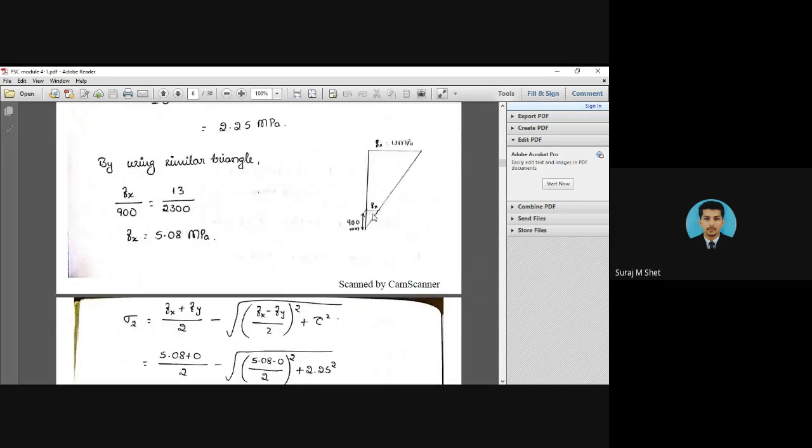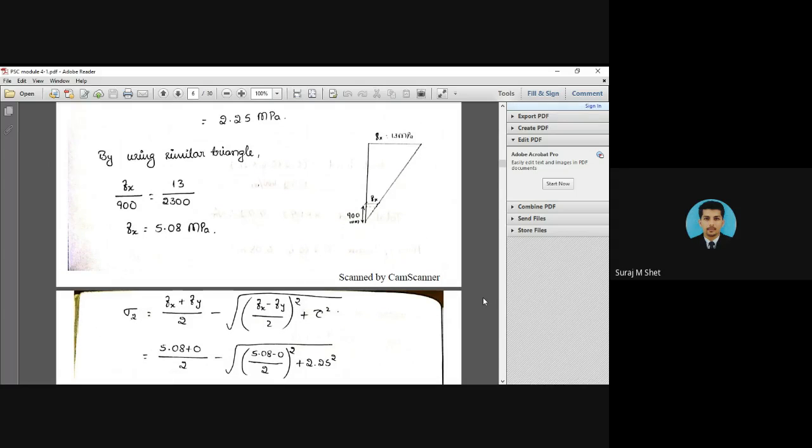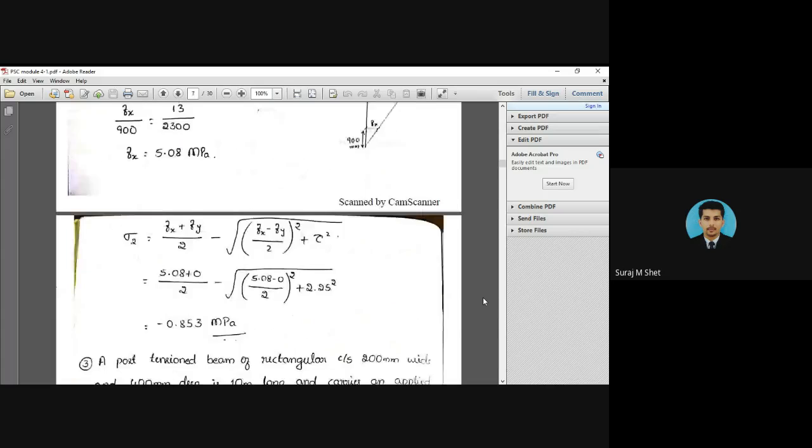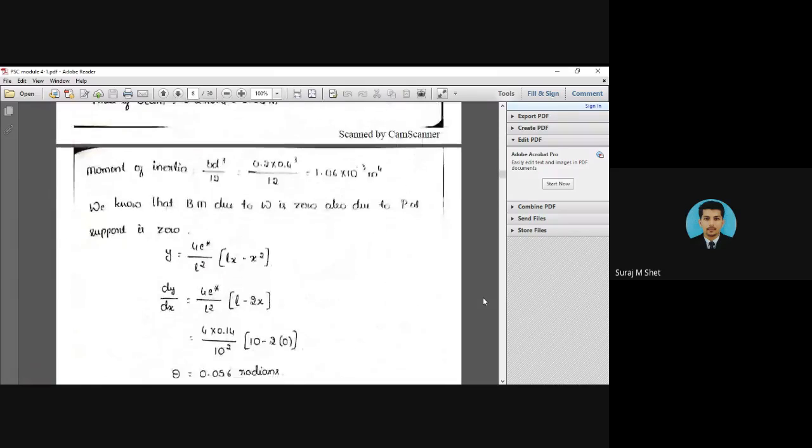So I calculate Fx from the bottom. They asked to find the bottom. This is Fx divided by 900 equals 13 kilonewton divided by 2300. In the previous case they asked to find the center; don't confuse. In the first case they asked to find the center, so the center unknown value I calculated. In this case they asked to find tau at the bottom, which is 900, the bottom of the I section. So I calculate the similar triangle and substitute the values here. I hope you understood this second problem also. Then the third one is similar to this.